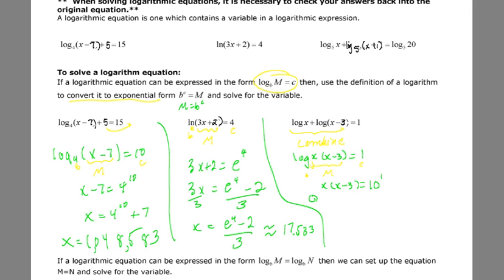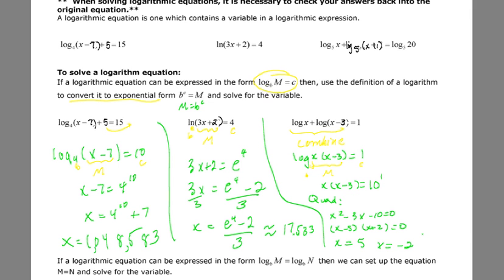What we end up with is a quadratic. Anytime you end up with a quadratic, it's going to always factor. X squared minus 3x minus 10 equals 0. And that's going to factor: 5 times 2, negative 5, positive 2. And if I set each to 0, I get a 5 and I get a negative 2.